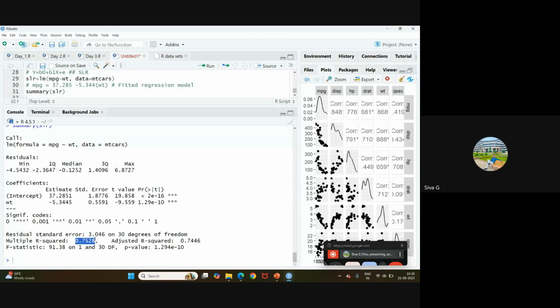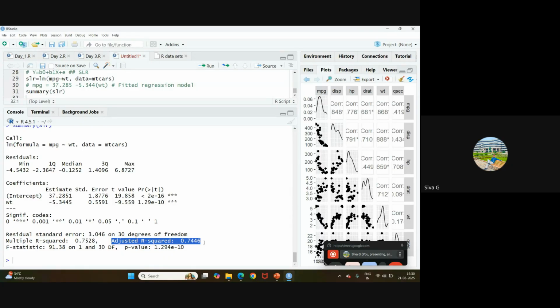Remember, assumptions are more important for the regression model. Here I'm not going to explain the assumptions, I will just show you what the model is and how it works. Now coming to the adjusted R square value, this has a little advantage over the R square value.